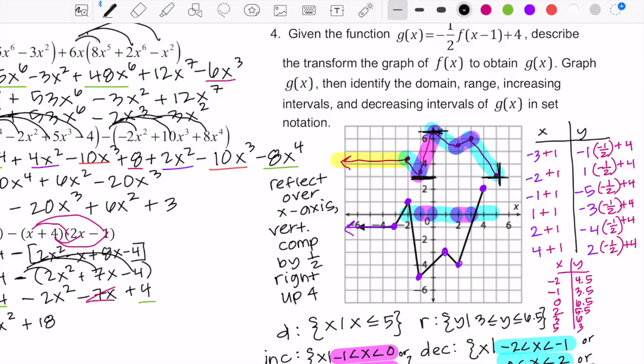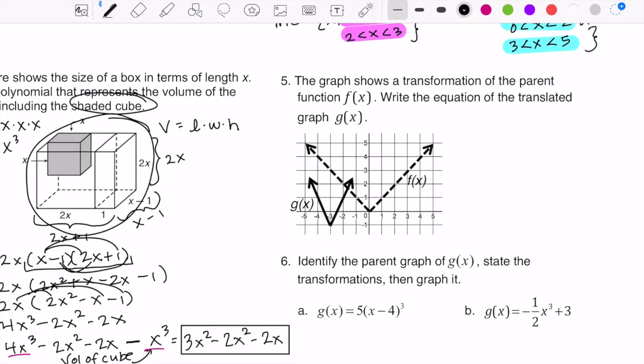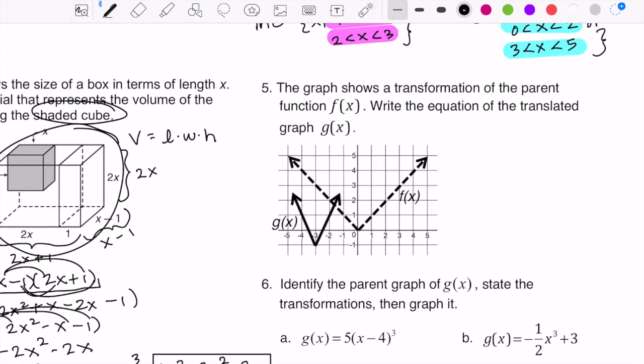And there we go. All right, number 5 shows this graph, and they want us to write the equation. So they don't give us the specifics, like they don't say cubic function or quadratic function, so we can just use g of x and f of x. And so what we're going to do is like pick this point and see how it moved. And that point went left 3, and then it went down 1.